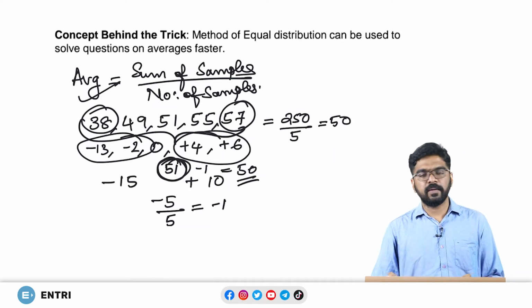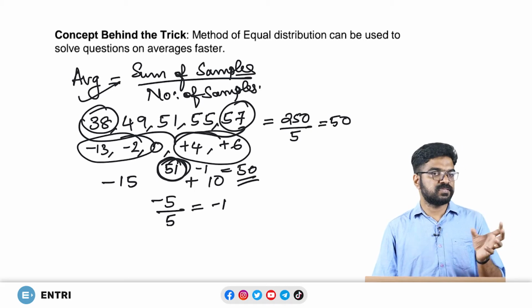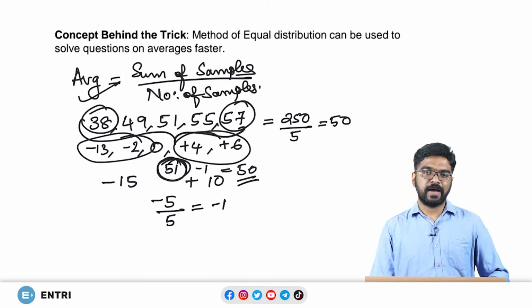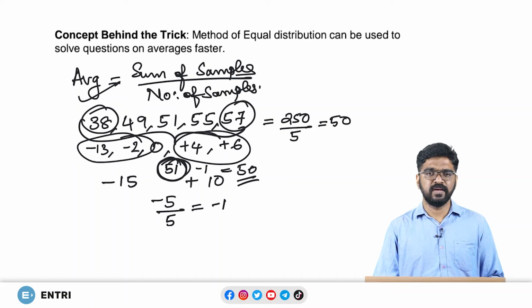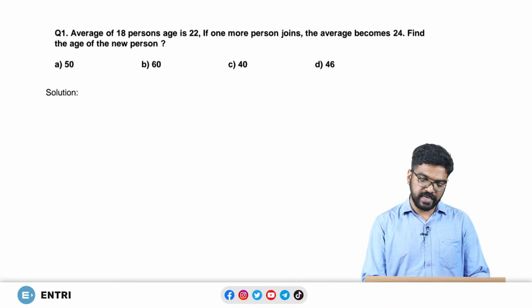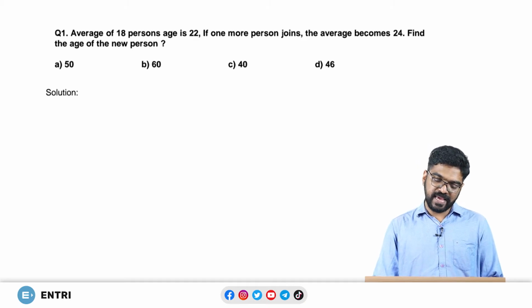Now there are many questions which are actually coming from this particular topic, like persons joining, persons leaving, or values getting added, values getting subtracted, values getting replaced. In these kind of questions, how will we deal with those questions? Say for example, consider this question. Average of 18 persons age is 22. If one more person joins, the average becomes 24. Find the age of the new person. So typical question. You can find these kind of question very often.